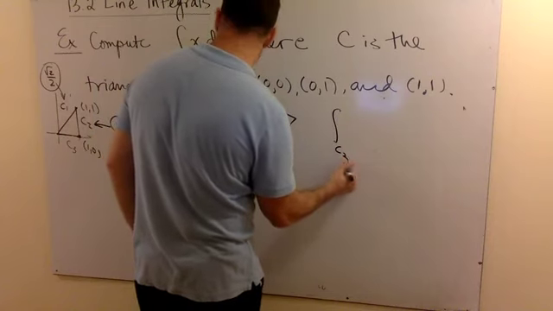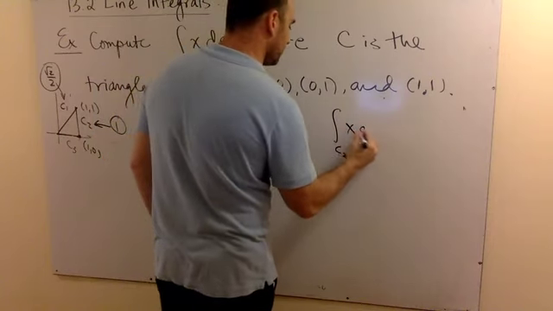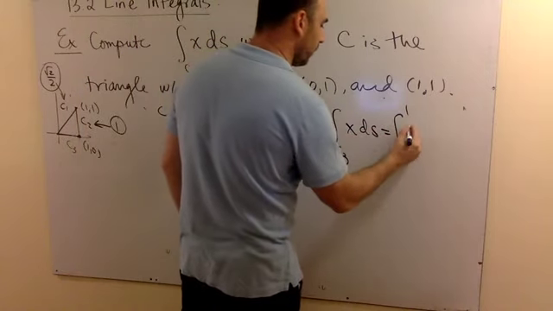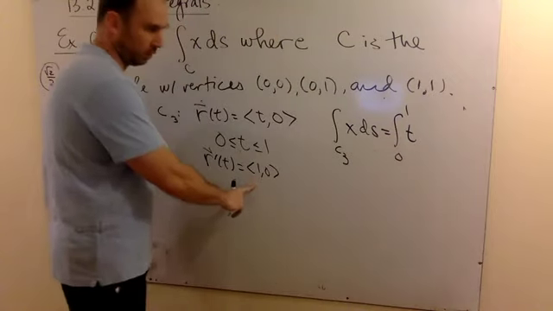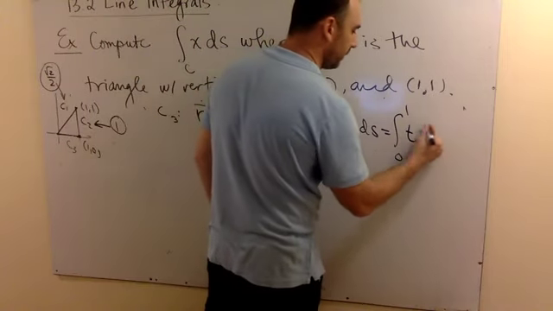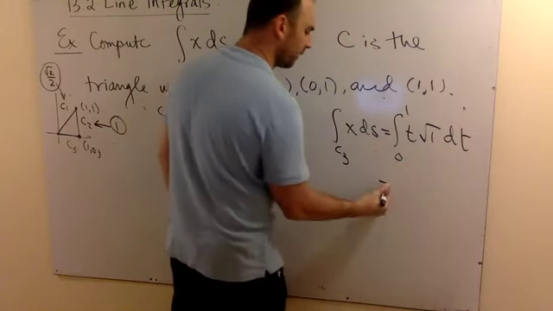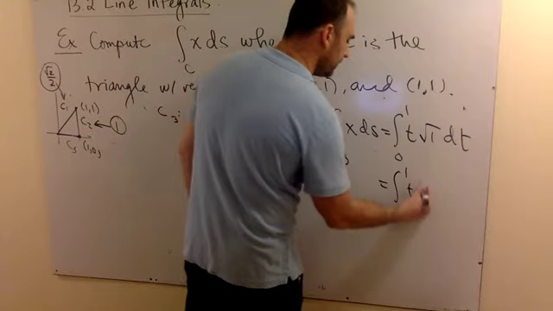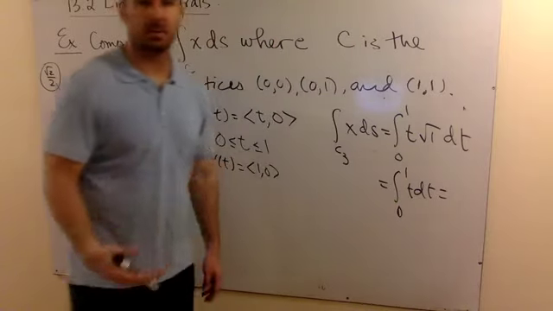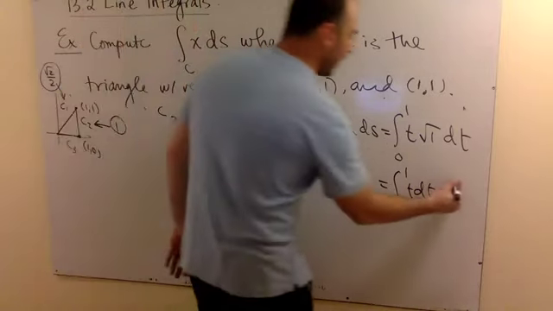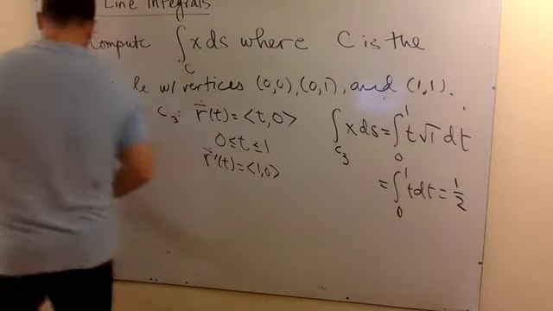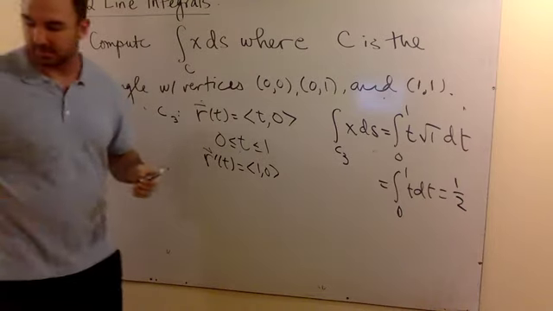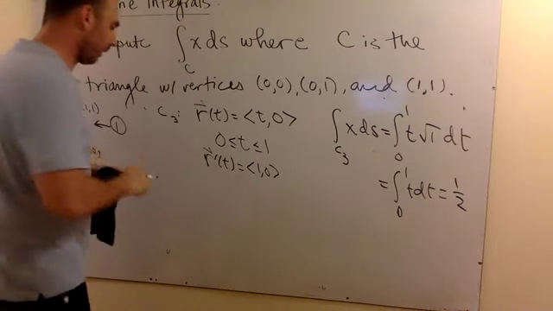All right, and so this one doesn't take much either. So finally, C3, x ds. I'm going to plug in t for x. I'm going to integrate from 0 to 1. And then my magnitude of r prime, this is just square root of 1. I'll write it there just for the heck of it. This is going to be just the integral from 0 to 1 of t dt, which is t squared over 2. When I plug in 1 and 0, I get a half. Okay, so this is a half. And there we have it.